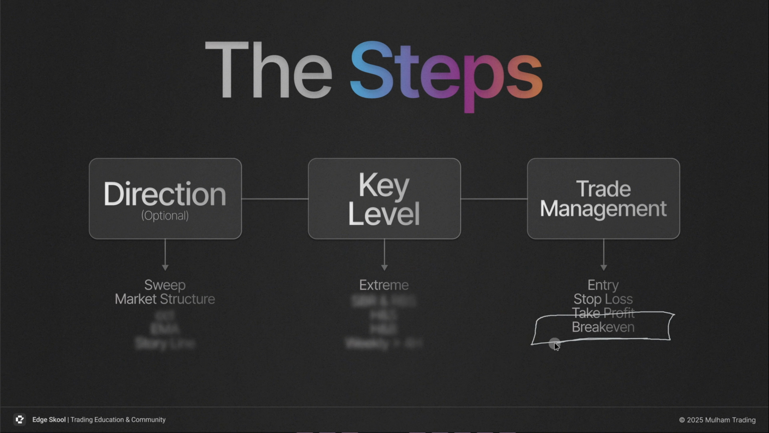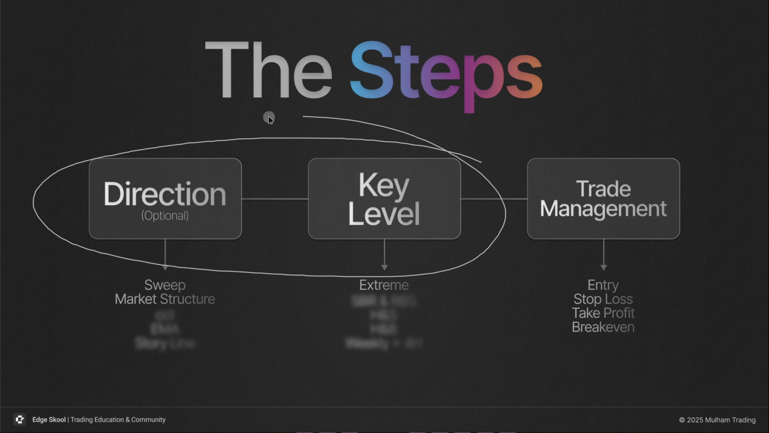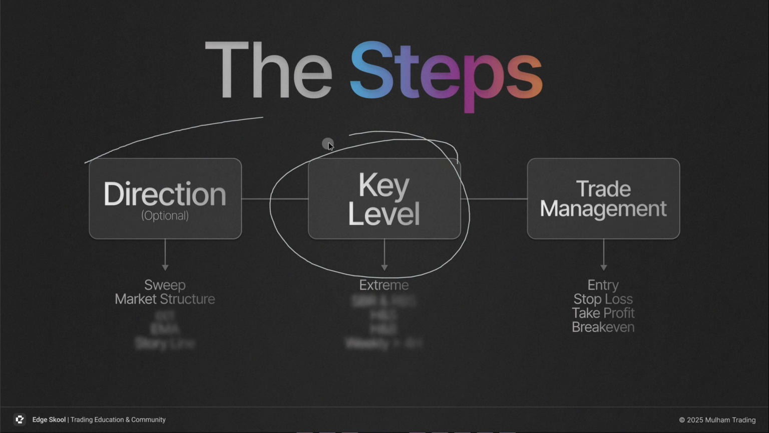And then the break even, and that is just a personal choice. You could go break even after a specific reward to risk ratio, or you could, after hitting your first key level or your first obstacle, go break even and leave the rest to run. But mainly the focus for today is going to be the direction and key level, and mostly the key level.